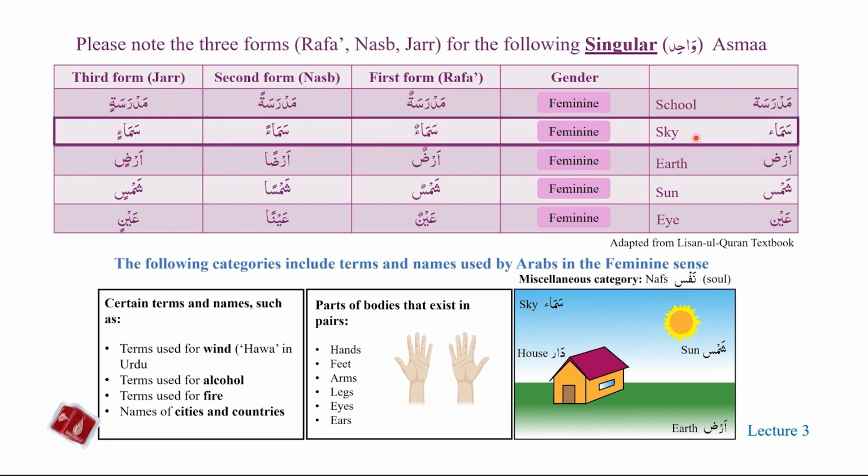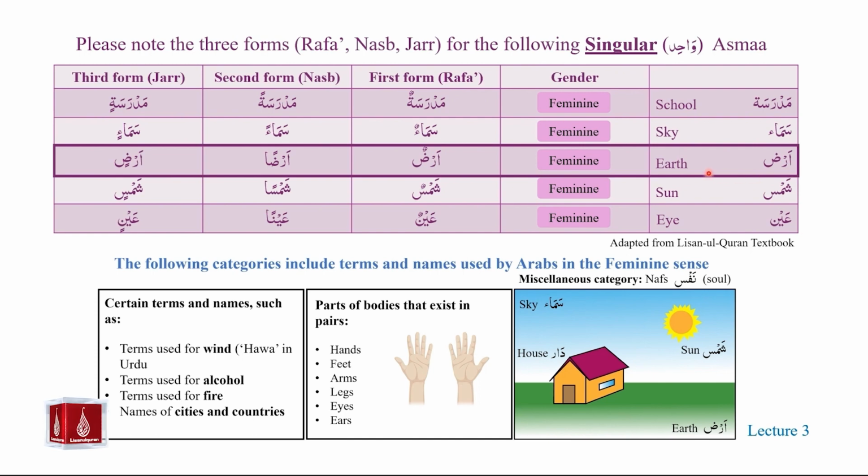Sama, which means sky. Sky is feminine because, as we recall from our third lecture, sky or sama is included in the list of miscellaneous category of feminine asma. So for sama, the three forms will be sama'un, sama'an, sama'in. Please note that at the end of sama'an, we do not have to add an alif because in the word sama, alif and hamza come together at the end.